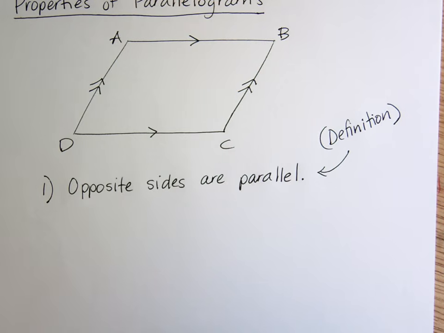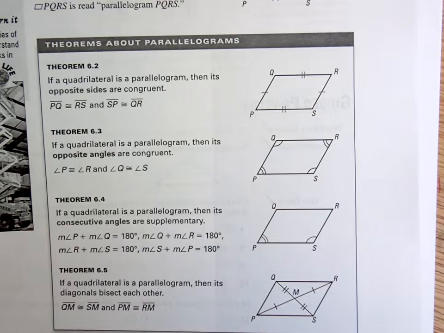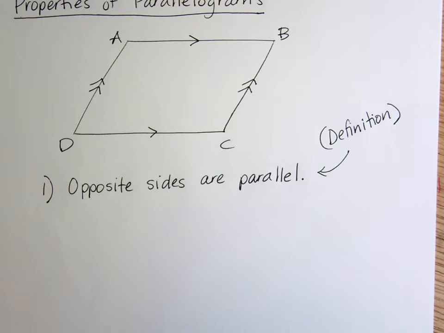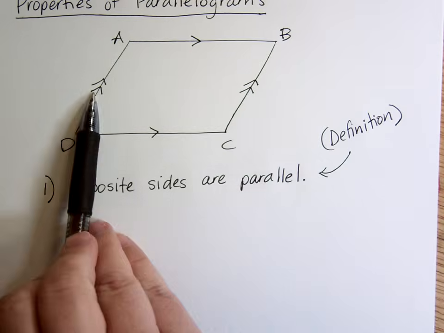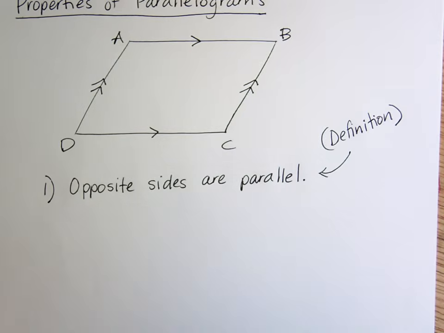The 4 other properties of parallelograms are very often referred to as theorems. And here's a list of all of them. Here's a listing if you want to pause it and come back and look at that. But we're going to go through them one by one. So opposite sides are parallel. AD is parallel to BC, AB is parallel to DC. So we've got that there.